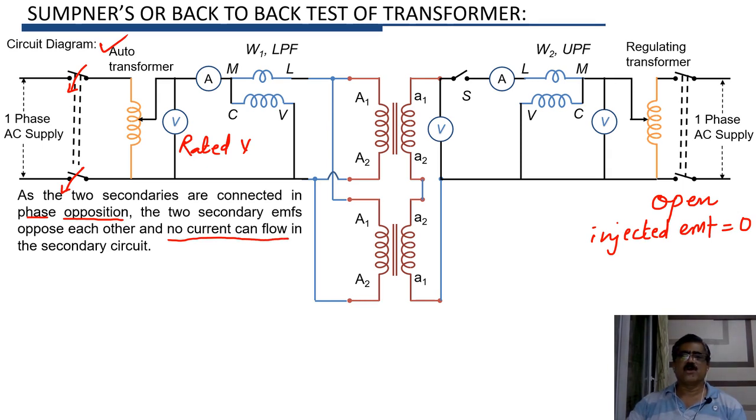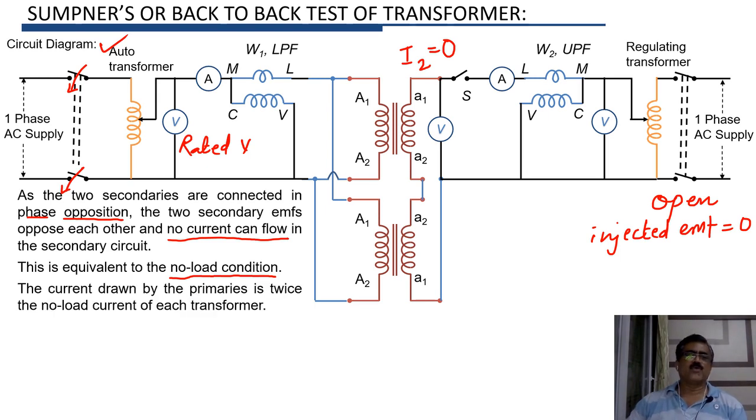Means here on the secondary side I2 is equal to 0. Now you know that if I2 is equal to 0, the condition is equivalent to no load condition. Means here the transformer is not loaded and the primary is connected to rated voltage supply. So this condition is similar to the open circuit test which we have already studied. And therefore, what is the current drawn by the transformer?